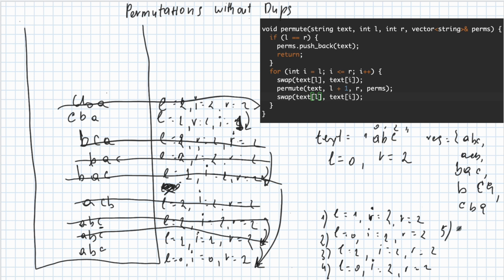so let's say L is 1, R is 2, and I is 2, and the text is CBA, and if we swap indexes 1 and 2, since L is 1, I is 2, so we swap B and A, so it will be CAB, and we recursively call the function with L2, since our L is currently 1, we incremented it, so it will be 2, R equal to 2, and I is equal to 2, and L is equal to R, so we push that CAB to our result array.